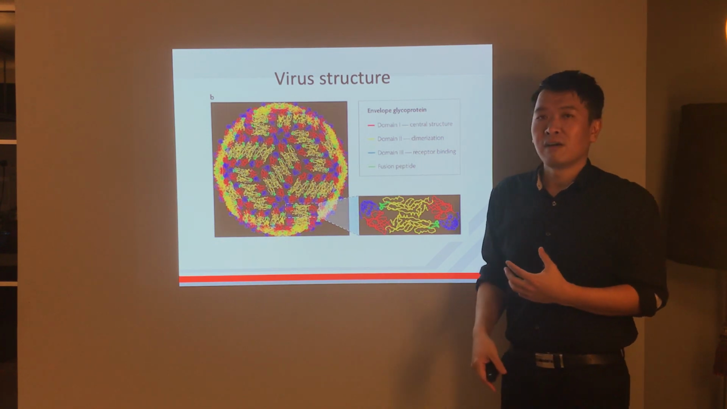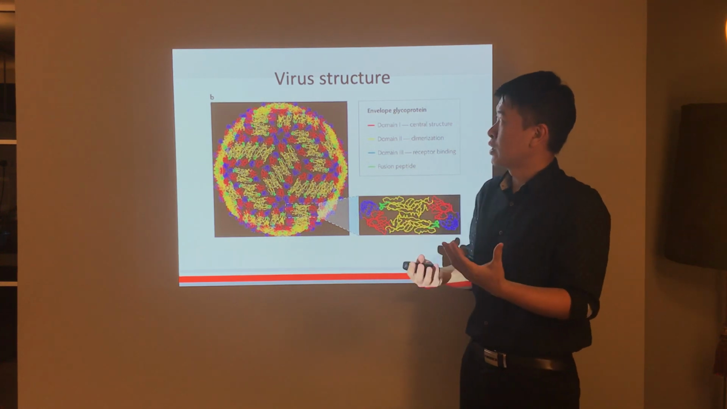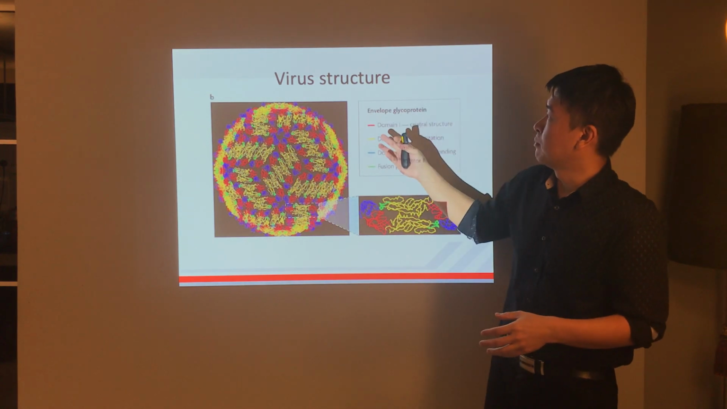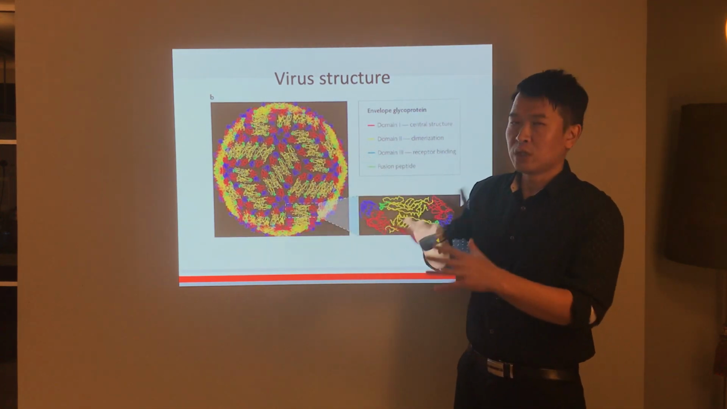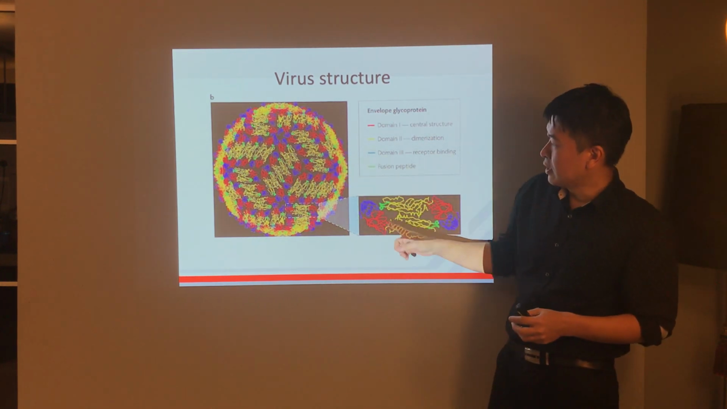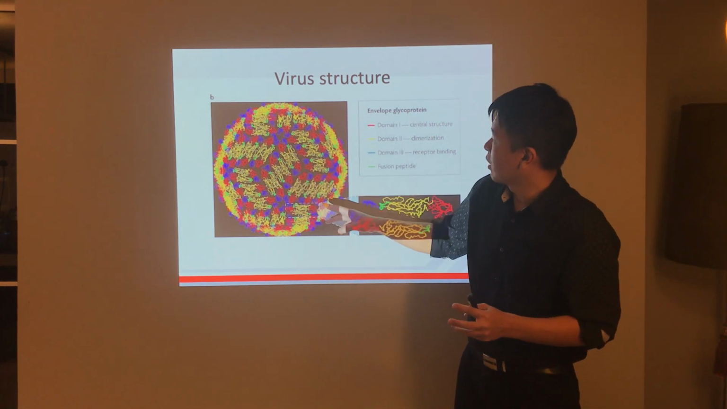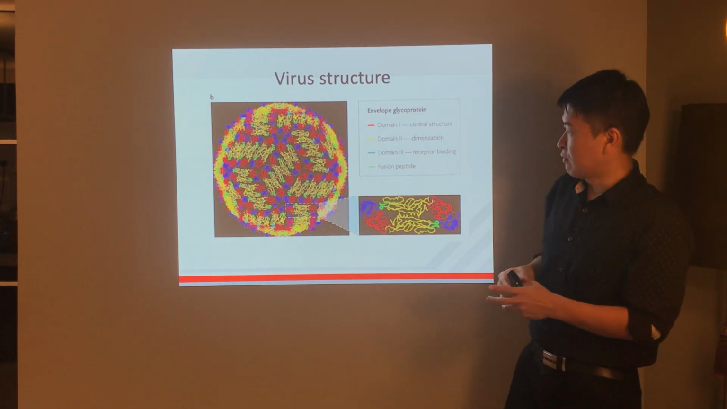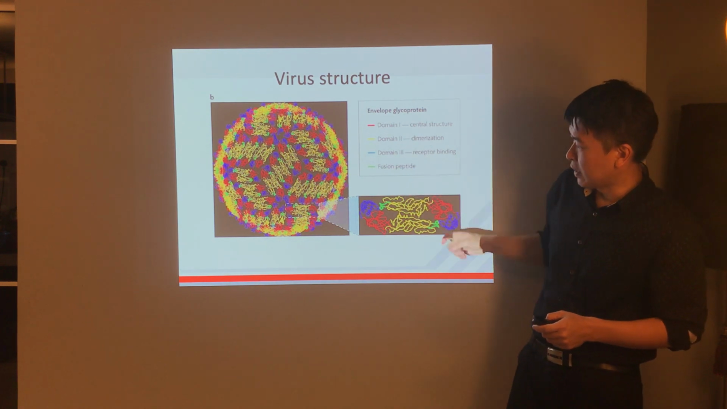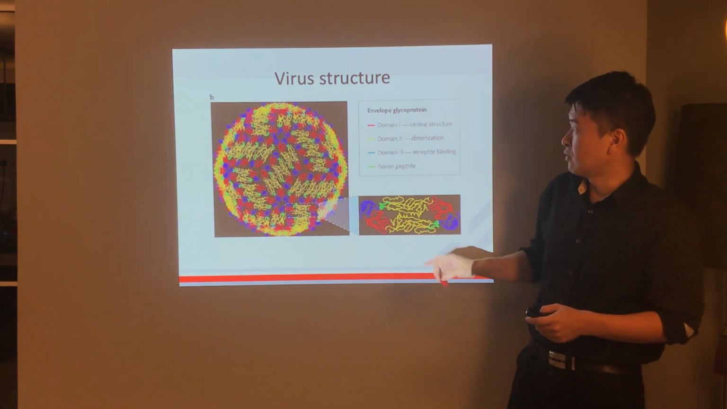So let's look at the structure of the virus. Because the virus is an enveloped virus, it has a glycoprotein on the surface. So what we can see here is the enveloped glycoprotein surrounds the whole virus. If you look carefully, you can see they are actually dimers. Most of the virus envelope protein is a dimer on the surface of the cell. So it has domain 1, 2, 3, and the fusion peptide. So domain 1, domain 2, domain 3, and the fusion peptide at the tip of domain 2.